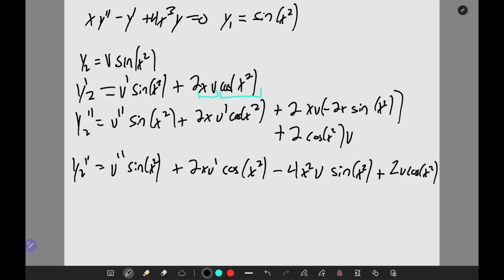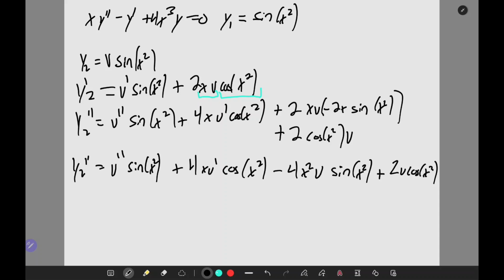Okay, now let me just check my notes, make sure that's right before we continue. So negative 4x squared v sine of x squared. Yep. 4x v prime. Wait, what? Oh, hold on. When I did this term here, oops, this was times 2, right? My bad. Yep, plus 4x v prime cosine of x squared, 2v cosine x squared, yep, and a minus 4x squared v sine of x squared. Yep. Okay, so we're good.